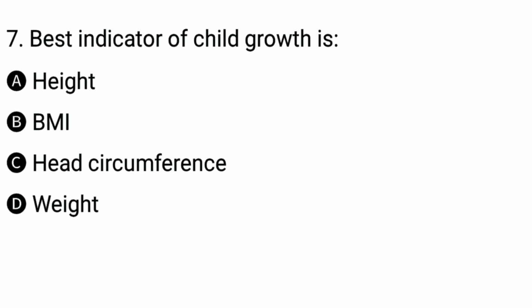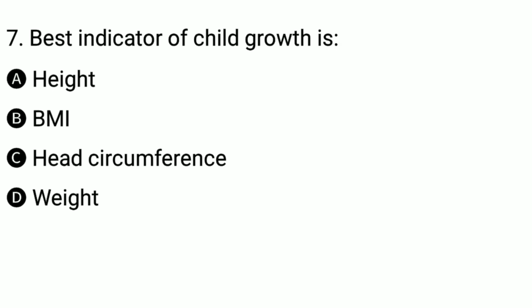Question number 7. Best indicator of child growth is. The right option is option D, weight. Question number 8. Neonate age is. The right option is option C, 28 days.